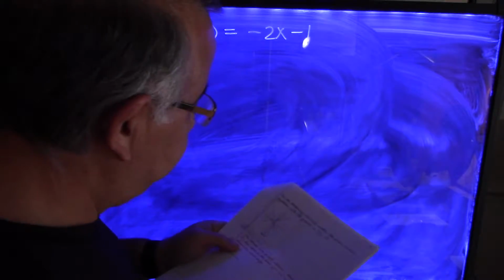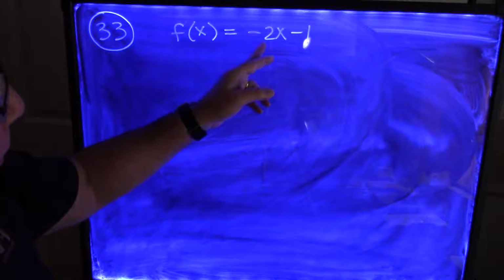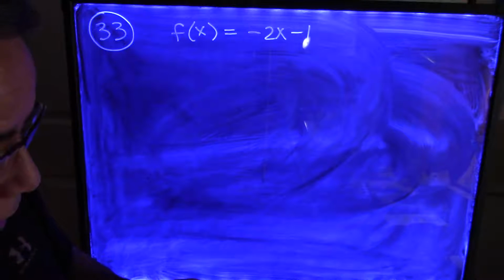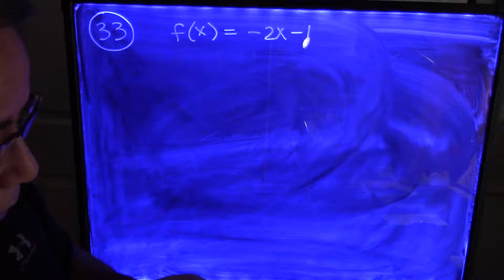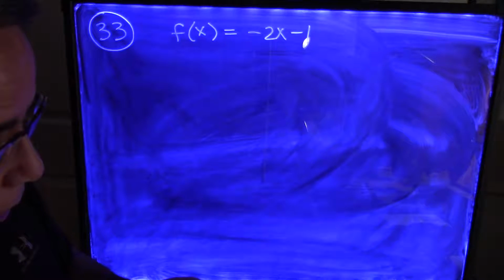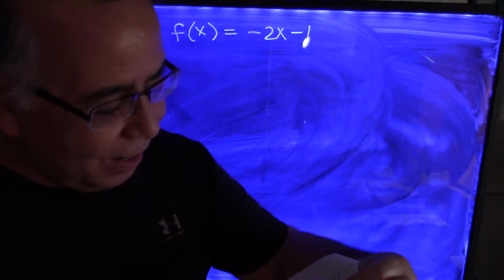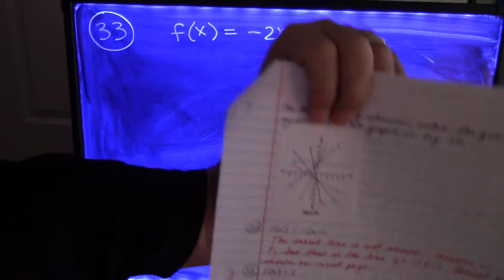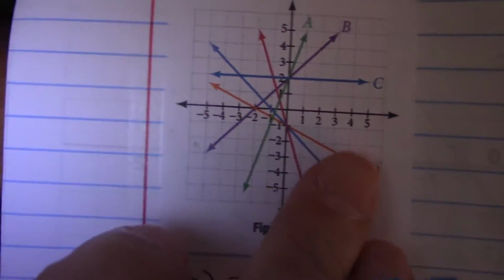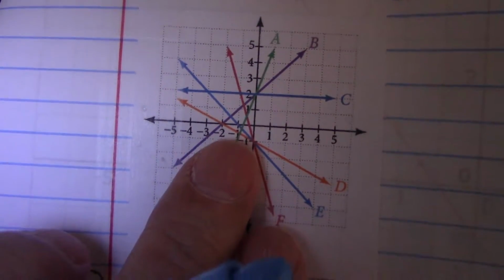Alright, now if you look at these graphs, you'll note that the slope is negative 2, the y-intercept is negative 1. Alright, now there are three graphs with a y-intercept of negative 1. That would be D, E, and F. Alright, now which one has a slope of negative 2? Well, none of them do. So your graphs here in the figure do not show the correct answer. If you look at F, that comes the closest, right? But it has a slope of negative 3.